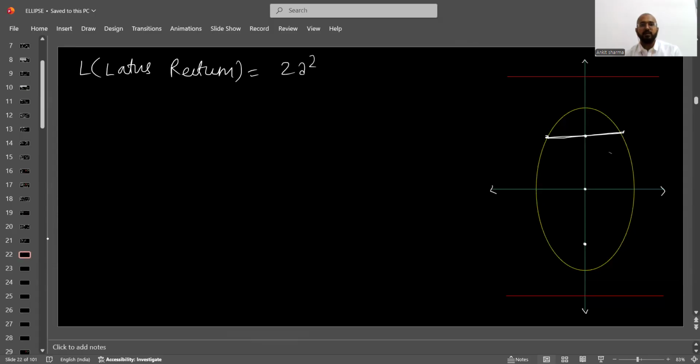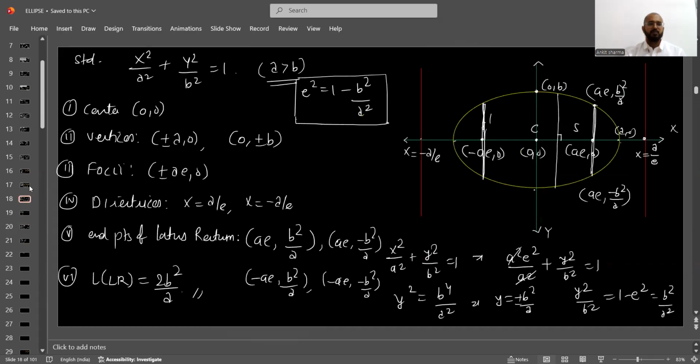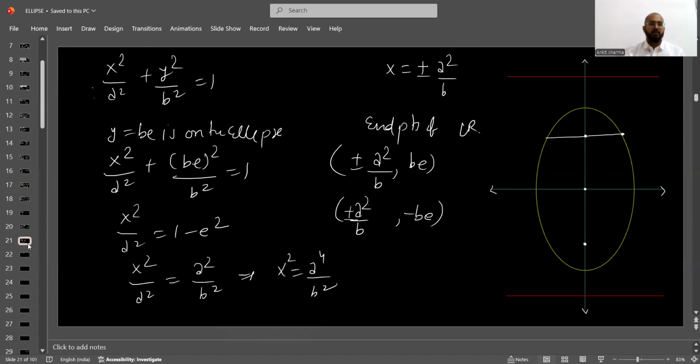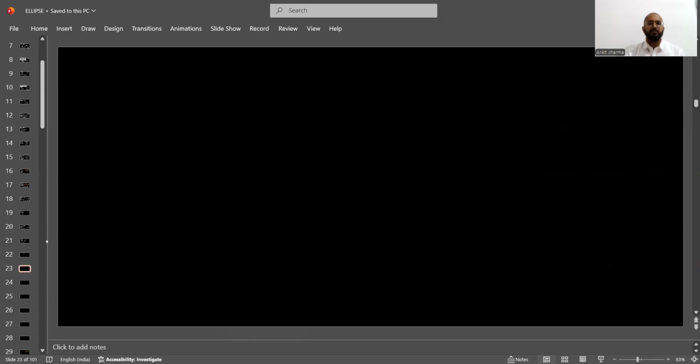So 2a square over b is nothing but the length of the latus rectum for this ellipse. So this is all about the terminologies here and about the standard ellipse, the 2 types of ellipse that we have seen. Now we will move to the focus directrix property, the most important part of the conic here. So recall the focus directrix property.